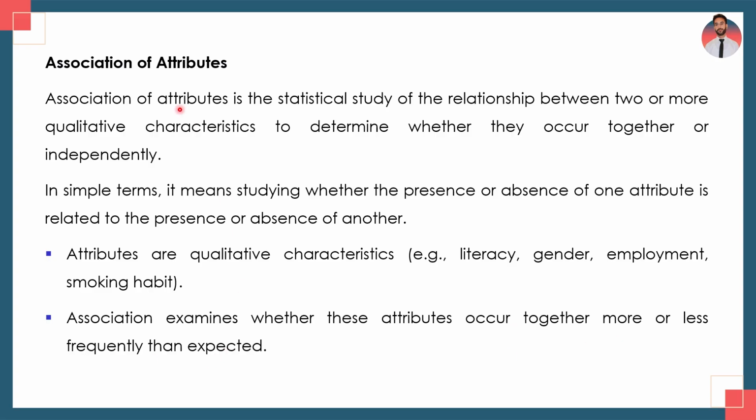Now students, association of attributes means to measure the relationship between categories of each attribute. For example, gender is an attribute and male and female are the two categories, related to the smoking habit or not.